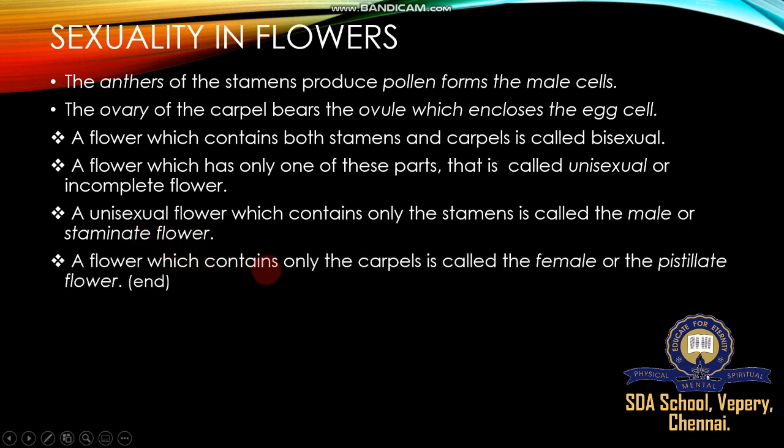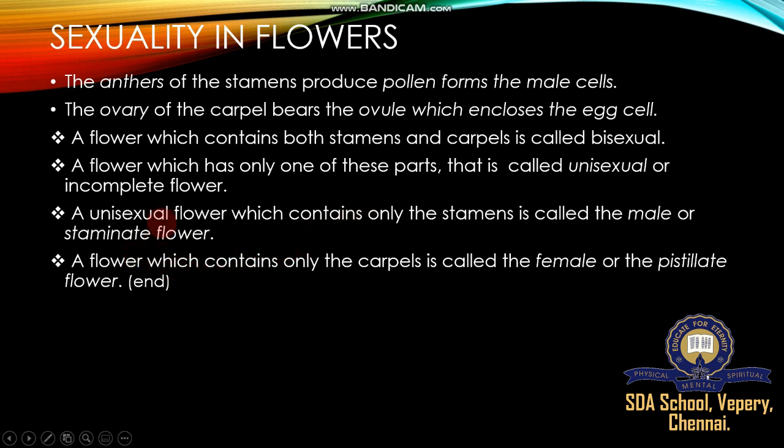A flower which contains only the carpel is called a female or pistillate flower. Next is called pistillate flower. What is pistillate flower? The flower consists of a bract, calyx, corolla, and pistil or gynoecium. Okay, but with absence of androecium. Okay, male reproductive parts are absent. That's called a female plant.